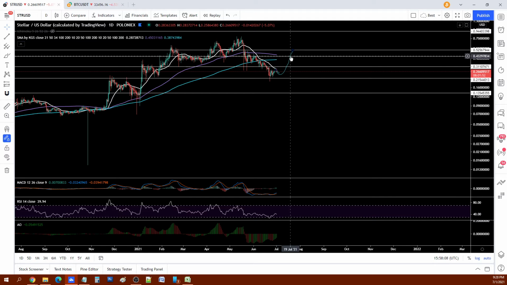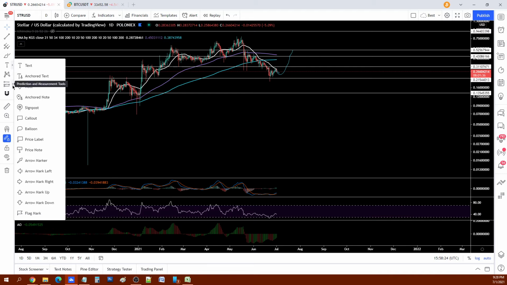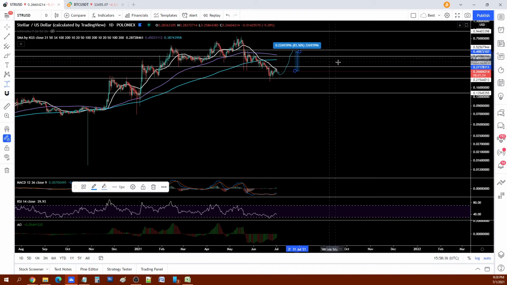As I said earlier, it would be a really good idea to start selling your Stellar Lumens. If you have a big bag, you can start selling immediately after 30 cents or so, because this is where I see the next resistance. And even right now, if you enter at 26 cents something, you would be making quite a lot of profit, more than 80% to be exact. That's a lot of money to be made.